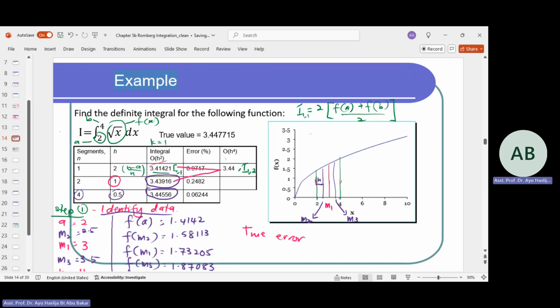But if the question asks you to find true error, meaning your value compared with the true value, you find it for each level and each estimation. Correct, yes. True value, yes.